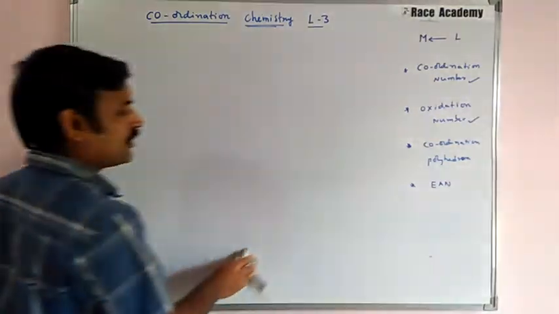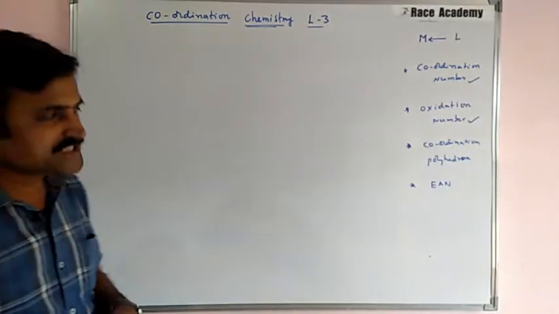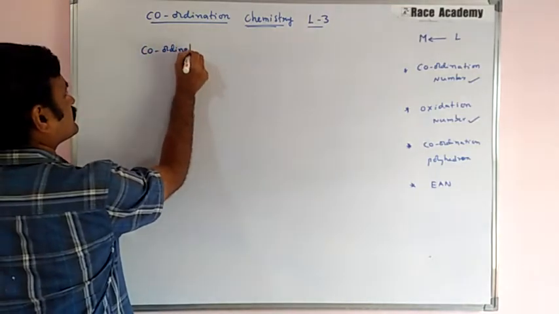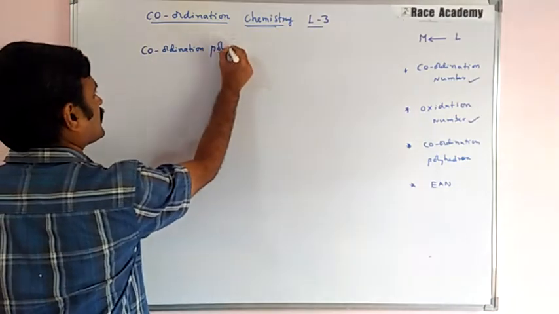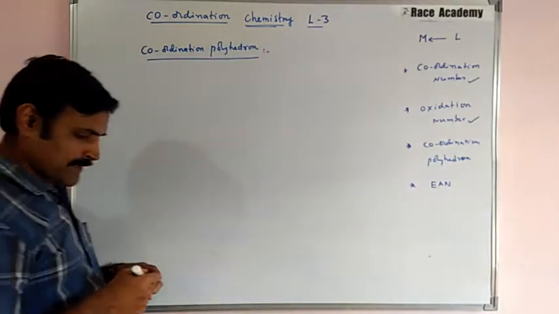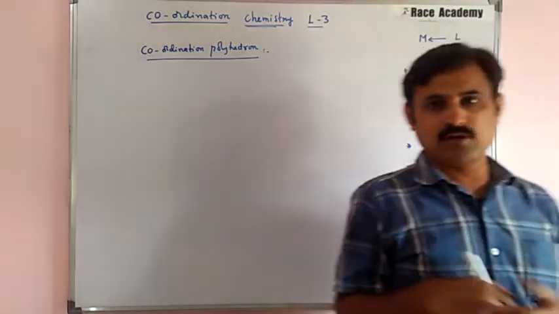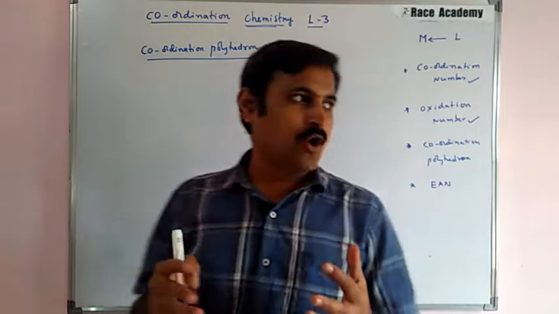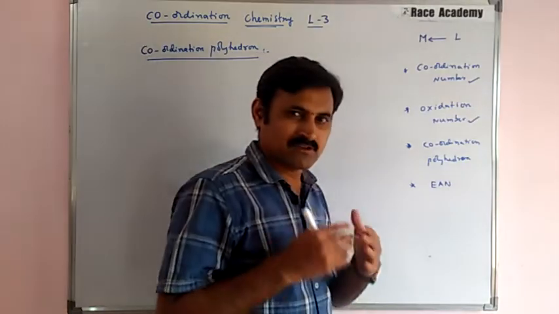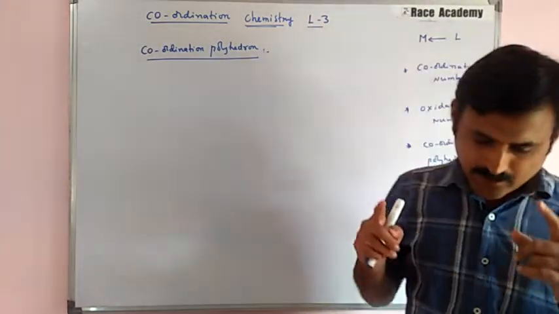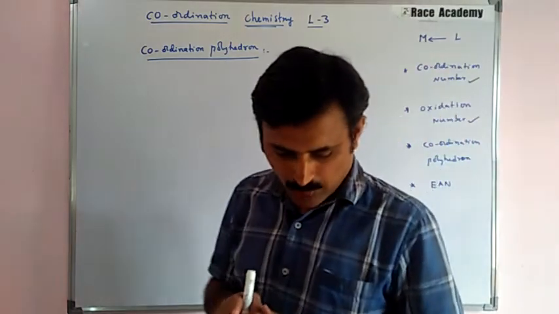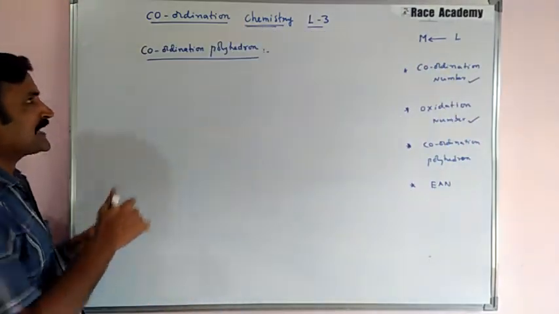The third one is coordination polyhedron. This is also one of the most important pieces of information required for us to understand the geometry of the complex compound. The geometry or spatial arrangement we are talking about is because of the number of ligand atoms present around the central metal atom in the coordination compound. So that we will call a polyhedron.